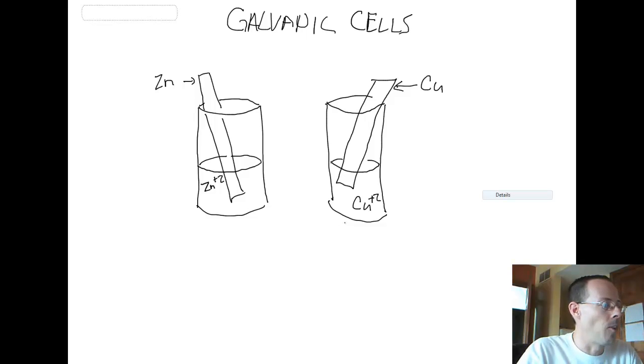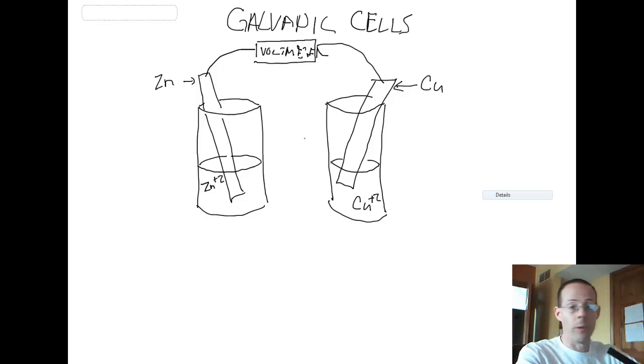Alright, so we might hook a voltmeter up. So I'm just going to have our voltmeter, or our multimeter. It's right up here, and it has two wires that maybe clip onto our pieces of metal, kind of like that. And that is kind of what it looks like.